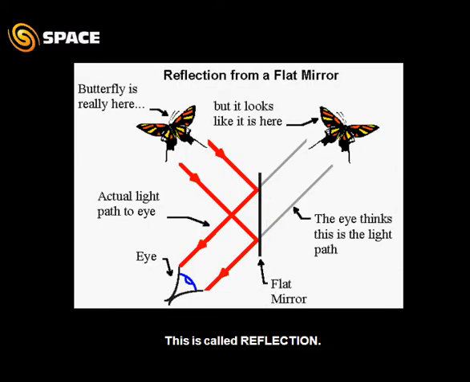In this example, when you have a flat mirror and there's a butterfly, the light from the butterfly comes to the mirror, gets reflected back, comes to your eye, and then you see the object in the mirror itself.